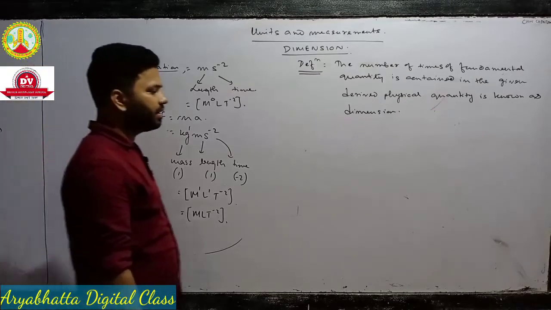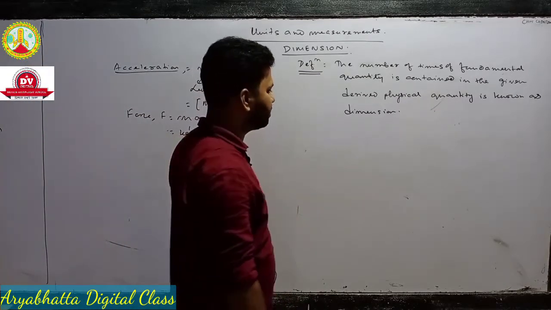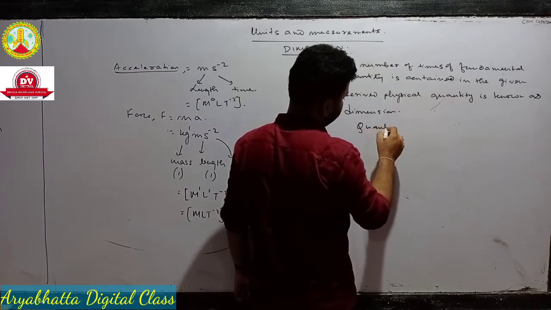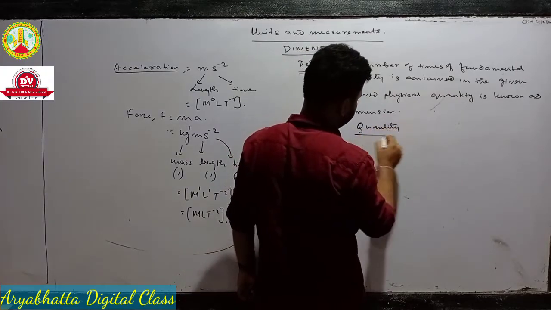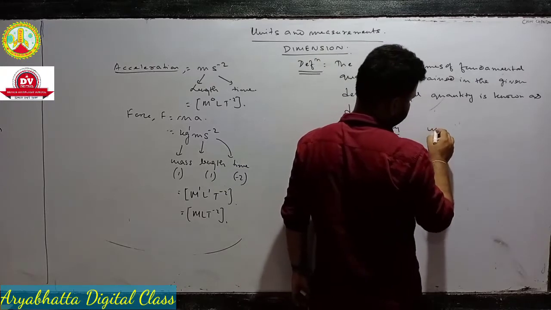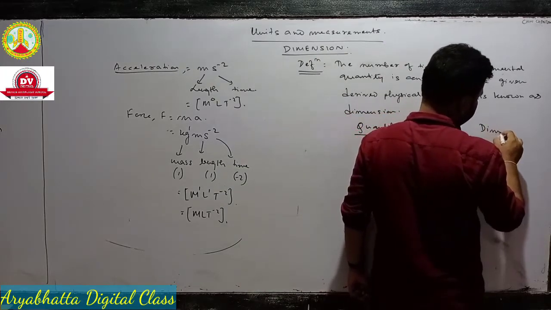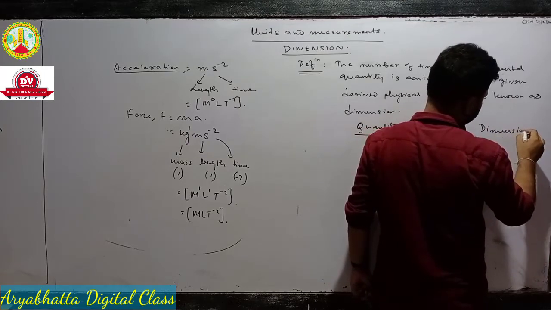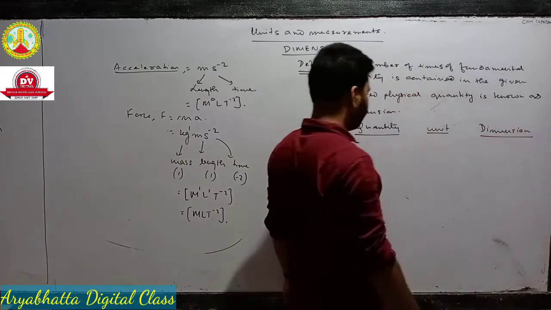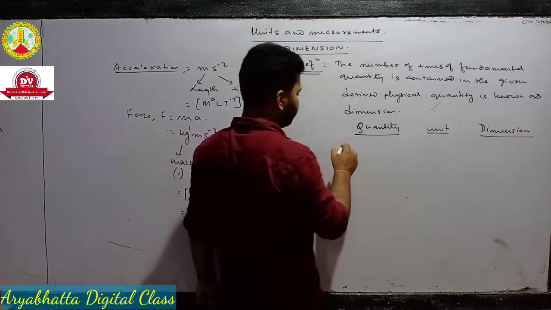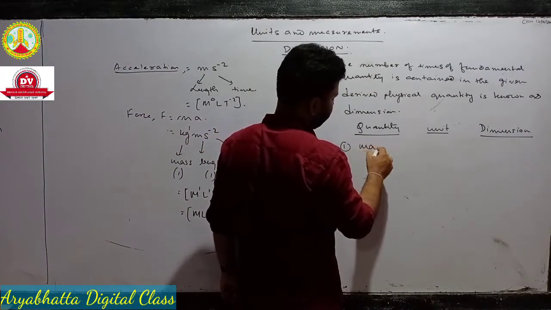Okay, so I will give you a table so you remember the dimensions. So quantity and unit, and finally the dimension. So remember this table. First quantity, it means we have to discuss only the 7 fundamental quantities. So the first quantity is mass.